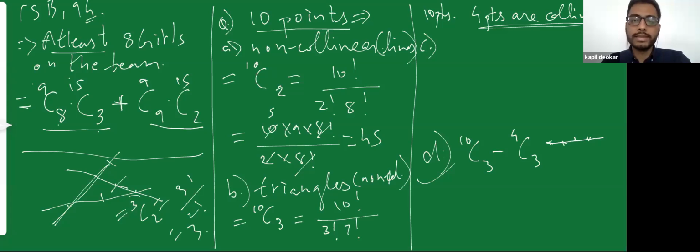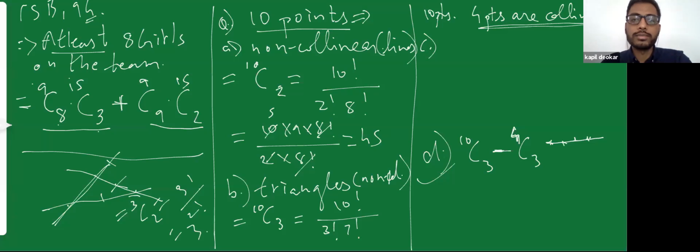So what is 10C3? It means that out of 10 points, how many triangles can I draw? And from that, I'm subtracting the number of triangles that can be drawn from 4 points. Now let's go to line. It gets a bit more tricky now.